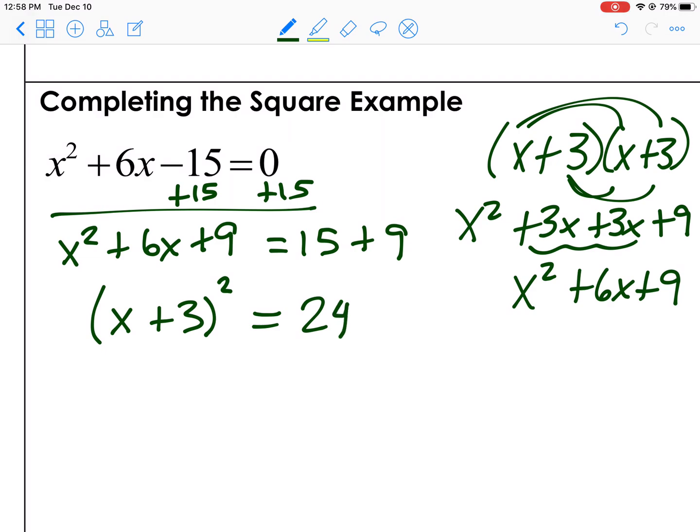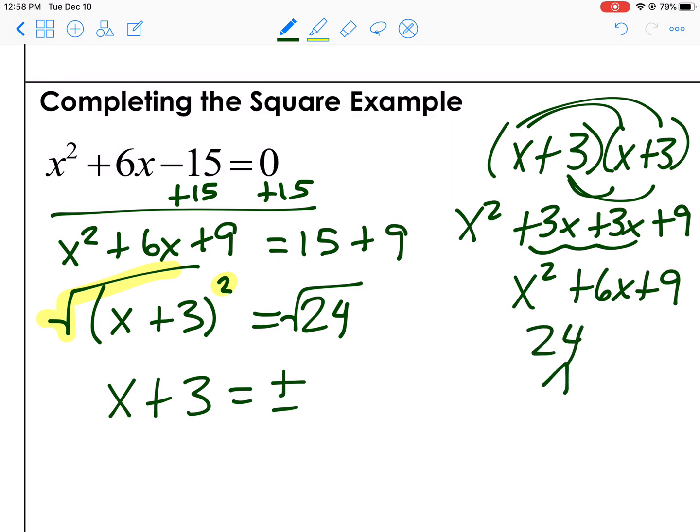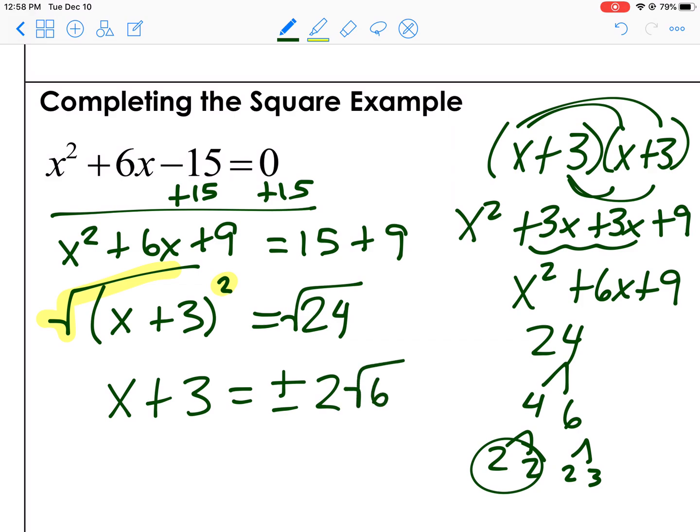15 plus 9 is 24. Now what we have is a situation with quantity squared equals number. We can solve this by taking the square root of both sides. The square root symbol and the second power cancel each other out, and we're left with x plus 3 equals plus or minus, let's see, 24 divides into 4 and 6. 4 is 2 and 2. 6 is 2 and 3, so that doesn't break down well, but we can do 2 root 6.